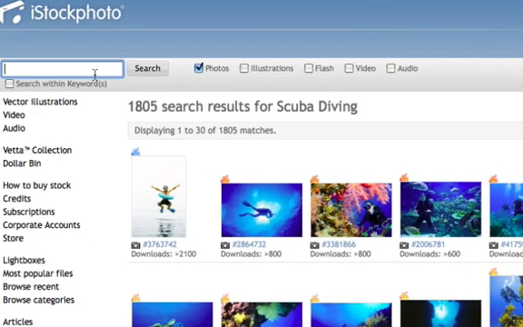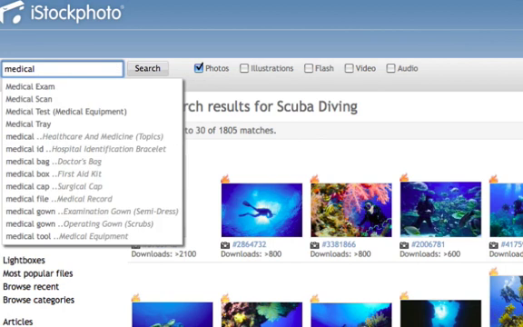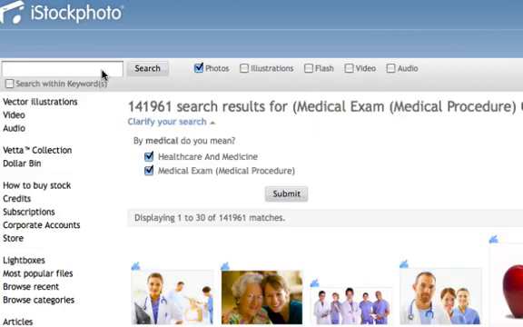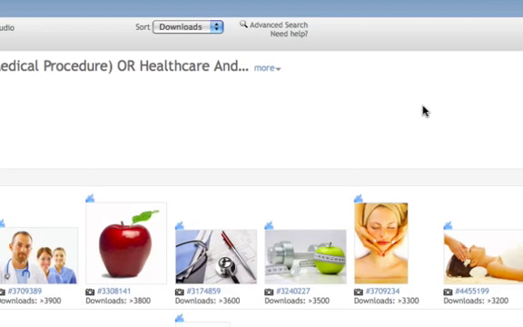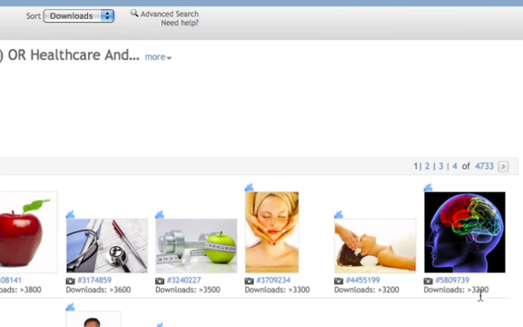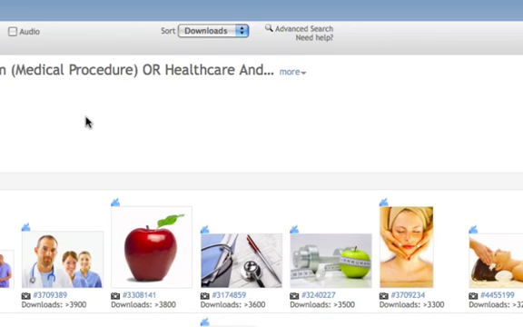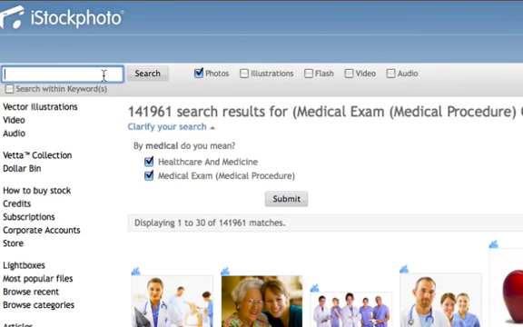And then we continue to the next market, which is medical. Okay, here we can see we have 141,961 images for medical. So that's our supply. Take note of this as our supply, and then we take note here 3,200 downloads as demand. Okay, let's continue to computer.